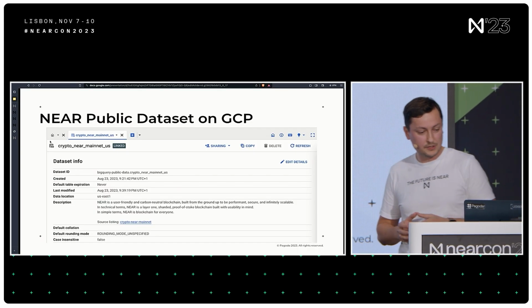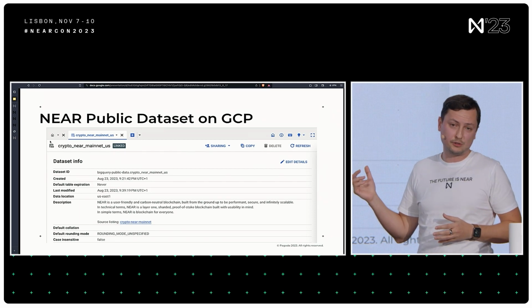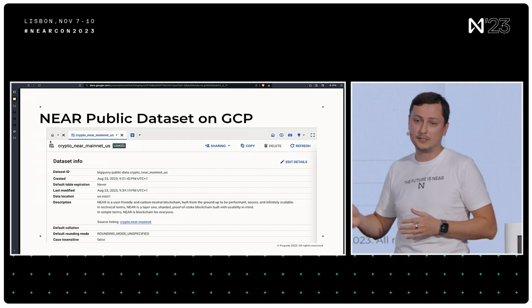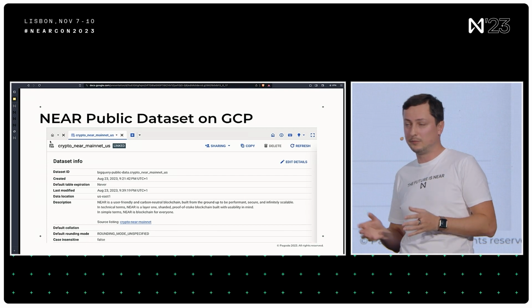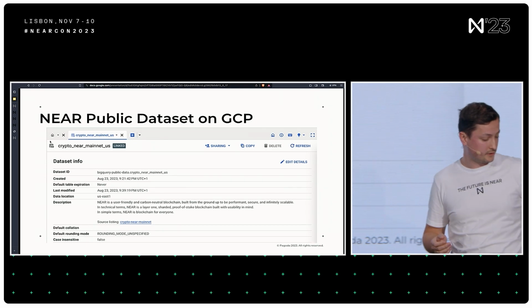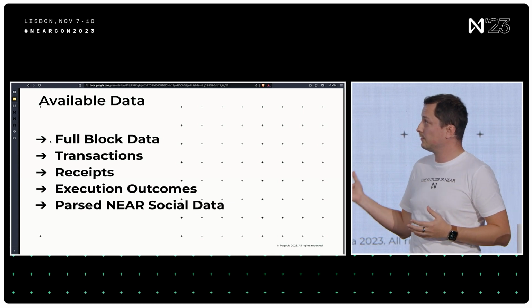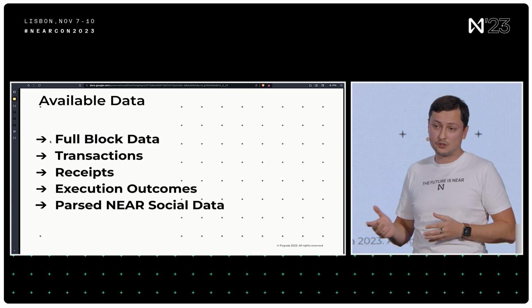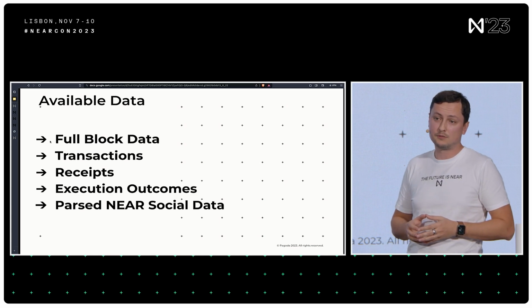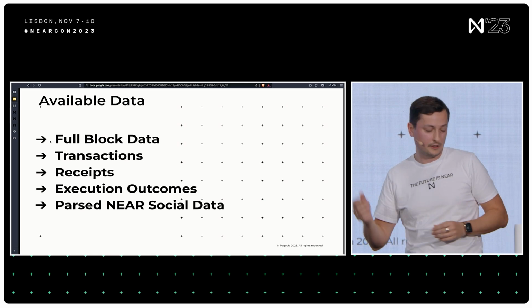We recently released a public dataset on Google Cloud. This is supported by Pagoda, and this is updated near real time. And this is solving this analytical use case. Anybody can come in and build SQL queries to get different insights. We store and provide the full block data, all the transactional data, receipts, execution outcomes, and even parsed NEAR Social DB data. So you can see all the content and query all the content generated on near.org and other gateways.